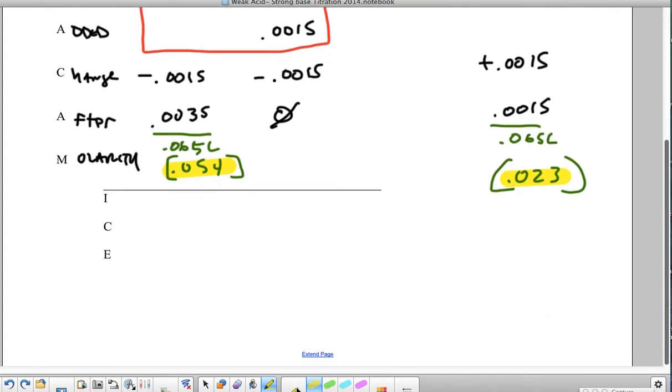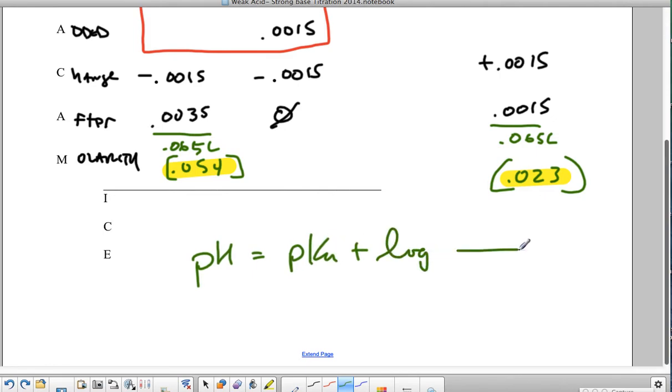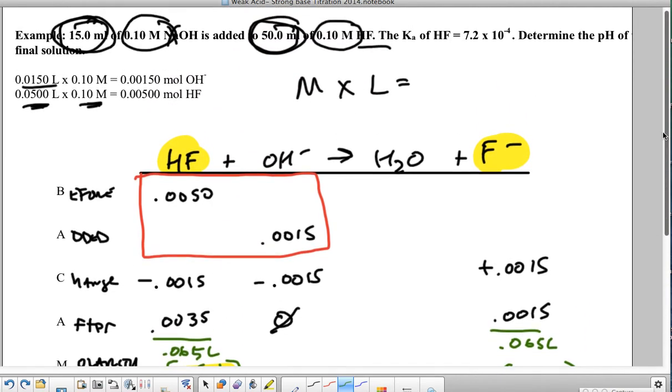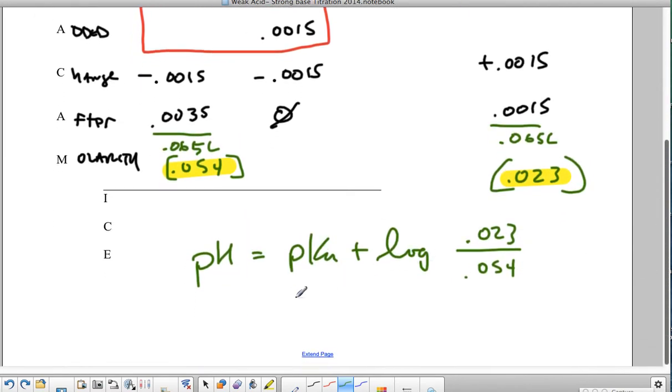It's time for Henderson-Hasselbalch. All I'm going to do then is go pH is equal to pKa plus the log of the salt over the acid. So I'm going to go 0.054, 0.023, plug that in my calculator. I'm going to take 7.2 times 10 to the negative fourth, which is going to be 3.14, my pKa, plus, and then I take the log of that. Do me a favor, log that, and then tell me what it comes out to be. And add it to 3.14, whatever it is.